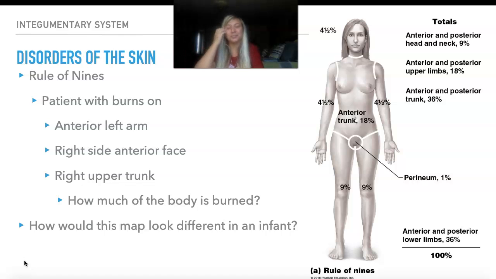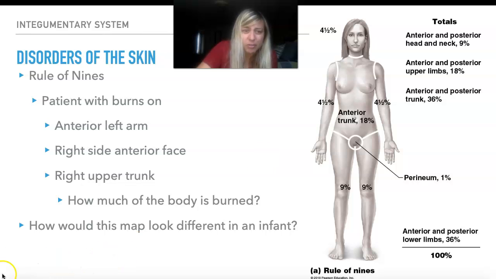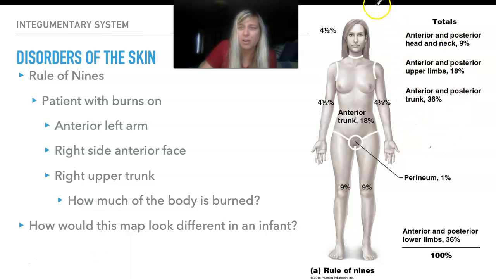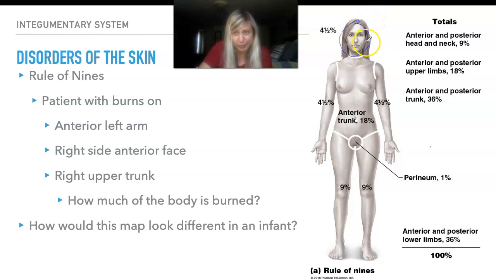So different areas of the body account for different percentages of our overall surface area. So for example, each of the arms, you can see, are worth 4.5%. Our head, the front half, the anterior, is 4.5%. So the whole head, both the anterior and posterior, would be 9% of our body.